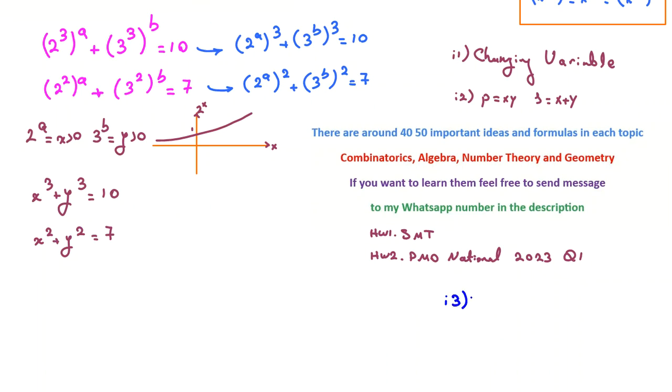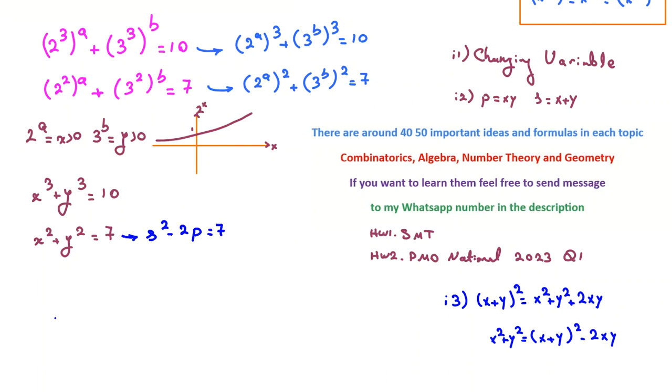At first, let me tell you an easier one. We know a basic identity that (x plus y) squared equals x squared plus y squared plus 2xy. So you can say x squared plus y squared equals (x plus y) squared minus 2xy. So it will be sum squared, where x plus y is s, the sum, and xy is the product. So from here we can say sum squared minus 2 times product equals 7.